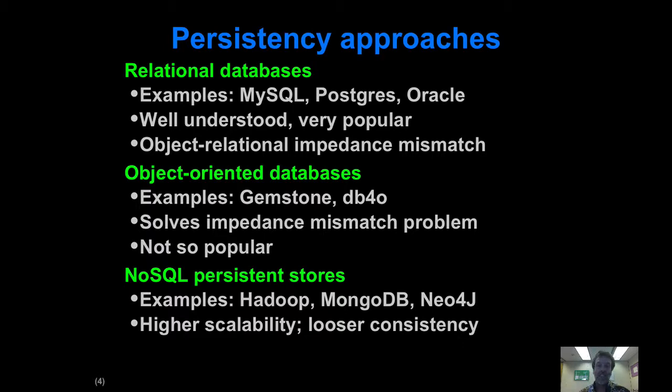Relational databases are the 800-pound gorilla. They've been around for a long time. They have a very well understood semantics. You can reason about them. They tend to be fairly highly reliable. They're fairly cheap. They are robust.